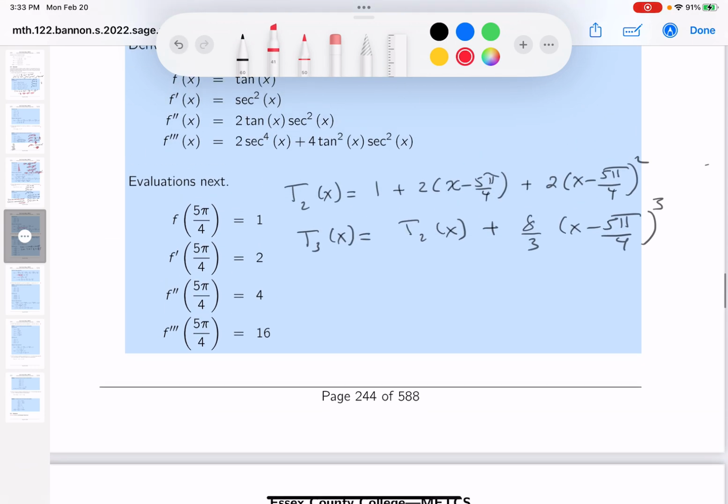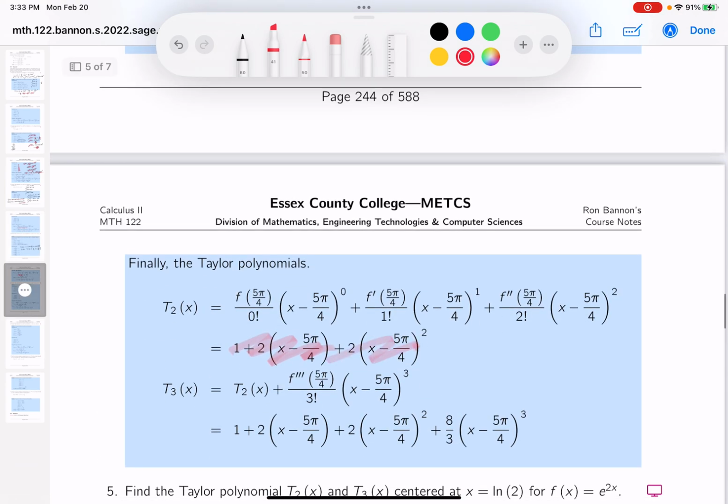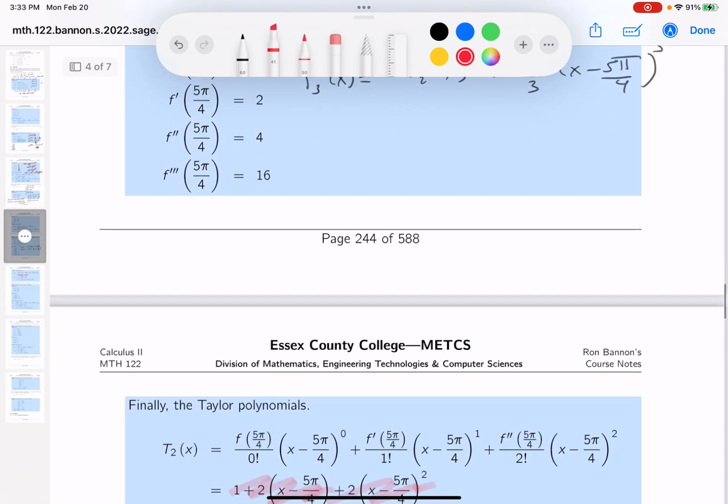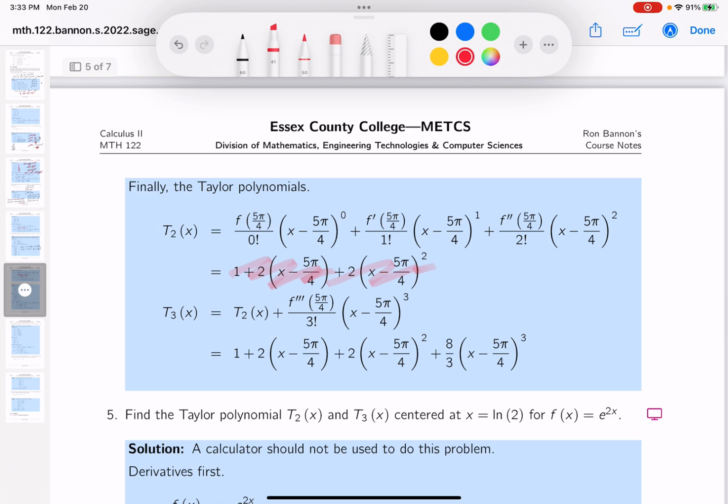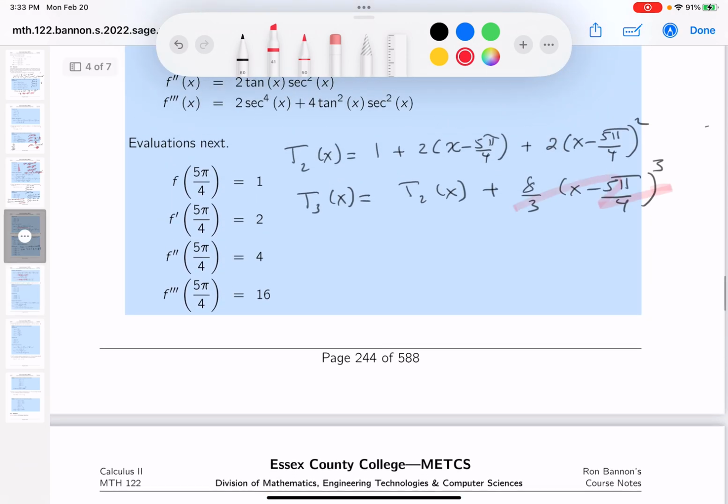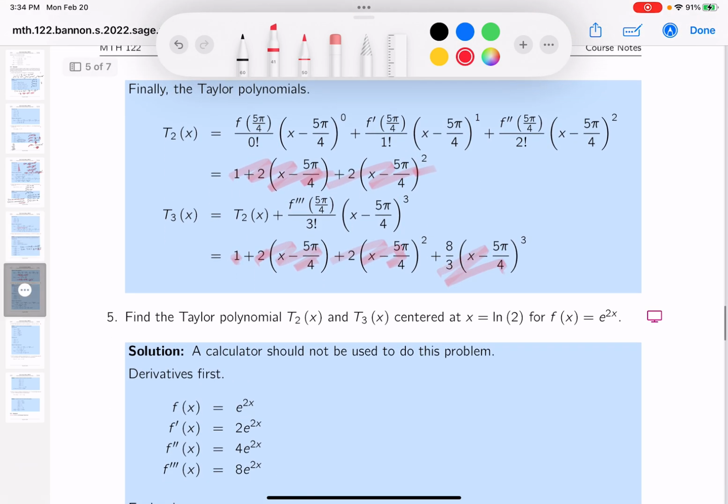Let's take a look. Yeah, I'm going to see this one over here. Yeah, I'm doing all right. Do I see the T3 down? Well, I'm going to see these first 3 terms again. I know that much. And did I get the last term? I sure did. 8/3 times x minus 5 pi over 4, all things cubed. Looking great. Thank you.